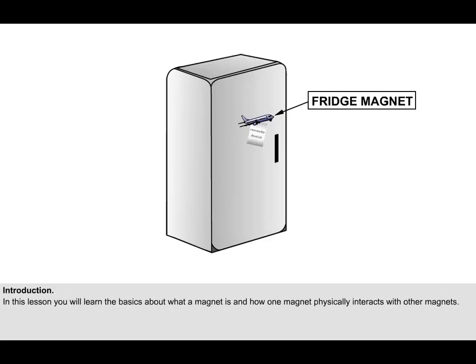In this lesson, you will learn what a magnet is and how it physically interacts with other magnets. You have probably already seen and used magnets. They appear in many forms. You probably played with magnets as a child, and there are magnets which are used around the house, such as the magnets which are used to stick notes to the fridge door.